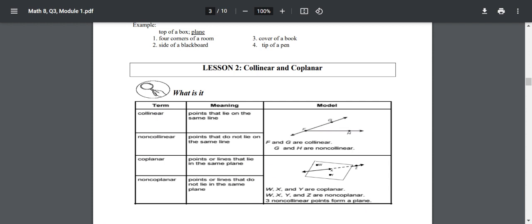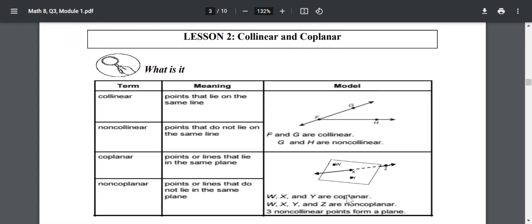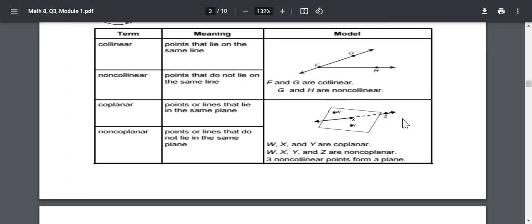Let's take a look at this model. So natay plane, then naay points W, X, and Y, then naay point Z sa gawas. So point W, X, and Y are coplanar. Anong coplanar man si X, W, ug Y? Because na sila nasudra sa isa ka plane. W, X, Y, and Z are non-coplanar kay si Z di aman sa gawas. Wala siya nabilong sa isa ra ka plane. So ingala ra ka simple ang coplanar and non-coplanar.